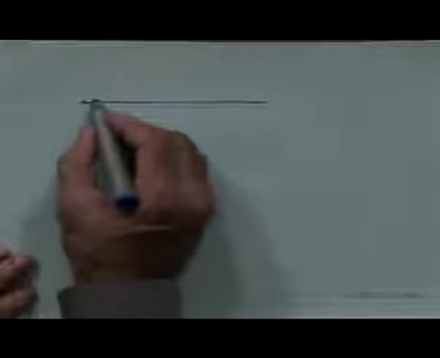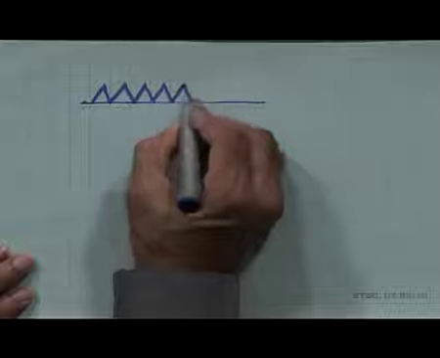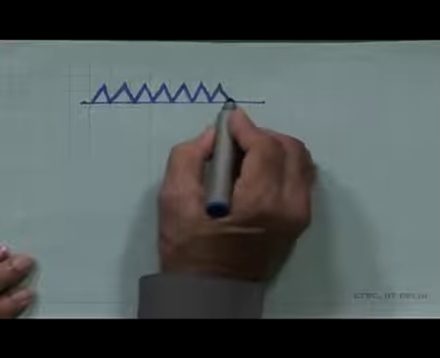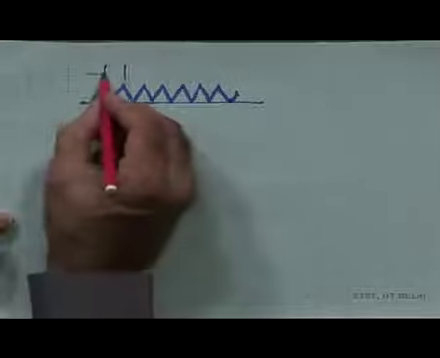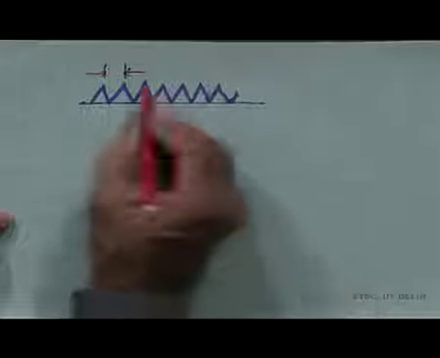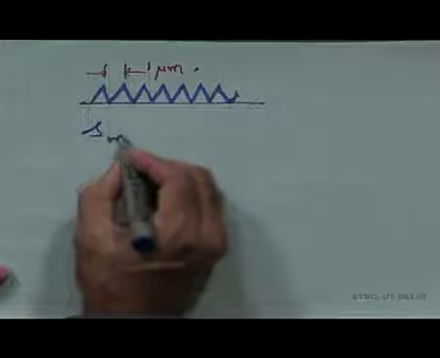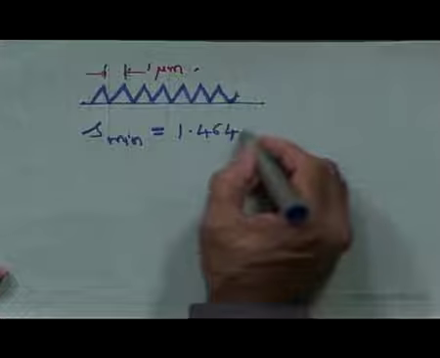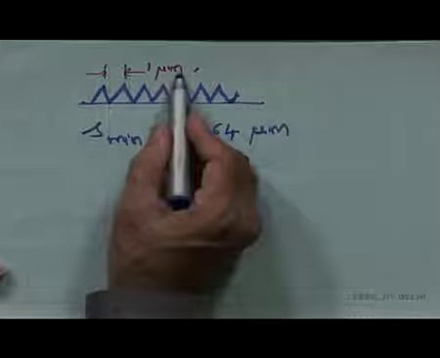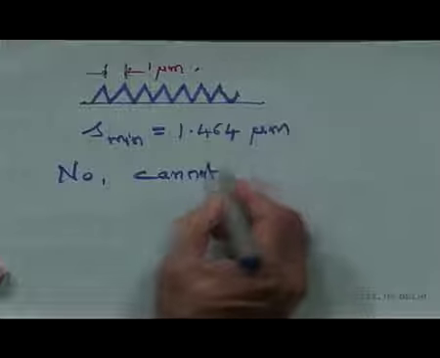However, the question says the object has a surface with a periodic corrugation. I have shown triangular corrugations, but it need not be triangular. It could be a different type of corrugation. The separation is given as 1 micrometer. Periodic means all of them will have the same separation, which is 1 micrometer. We have got that S min is equal to 1.464 micrometer, and therefore 1 micrometer cannot be resolved. So the answer is no, the corrugation cannot be resolved.